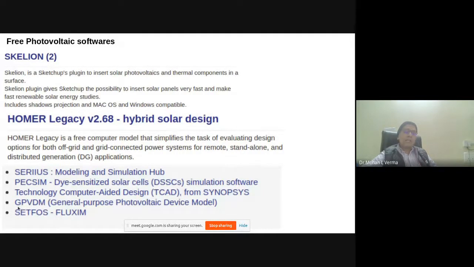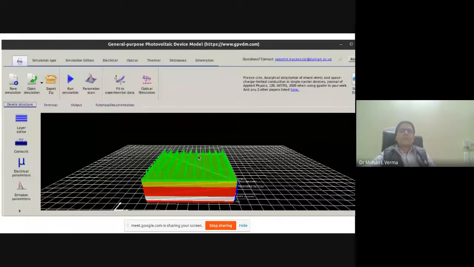So in my laboratory, we are using GPVDM, the general purpose photovoltaic device model, and you can get the maximum software depending on the types of materials you are going to study. And this is the layout of the general purpose photovoltaic device model. So different layers are there, and you can start a new simulation and study different characteristics. This is fast enough, so you can try this.